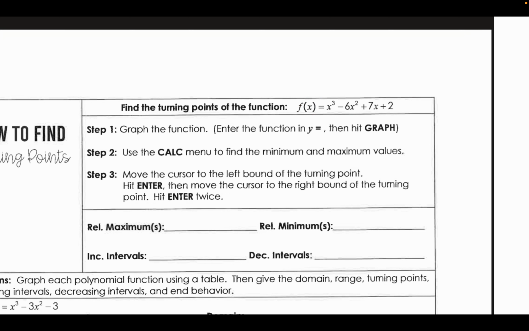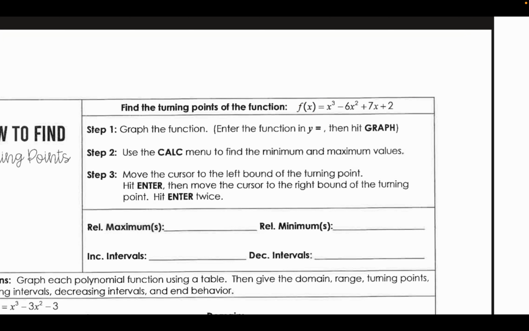But essentially, you just move your cursor to the left of the value you want to find and hit enter for left bound. Move it to the right of the value you want to find, hit enter, and your value should be between the left bound and right bound. It'll make two dashed lines on your calculator that are perfectly vertical. Then you hit enter through that. When it asks you to guess, you can just hit enter again, and it spits out the value to you. And the same is true for finding zeros or roots. You just hit the option 0 in the calc menu instead of maximum or minimum values.